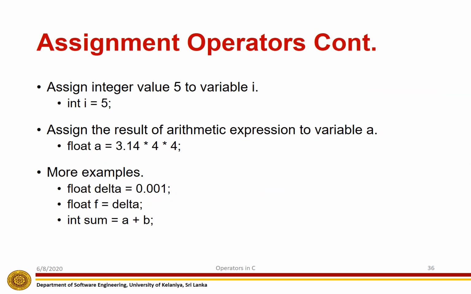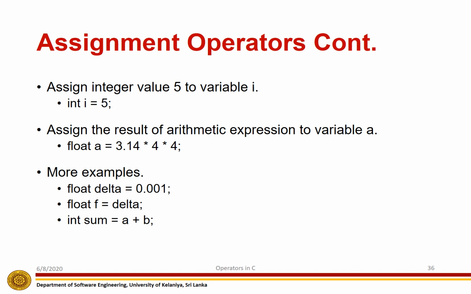You can see some examples in here. First one, assign integer value 5 to variable i. So the data type must be int i equal 5. 5 will be assigned to the integer variable i. Then the second one, there is an expression on the right side. The result of 3.14 multiplied by 4 multiplied by 4 will be assigned to the float data type variable a in here. This 3.14 value is a float value, so the result also will be a float value. So we have to assign that value to a float variable.